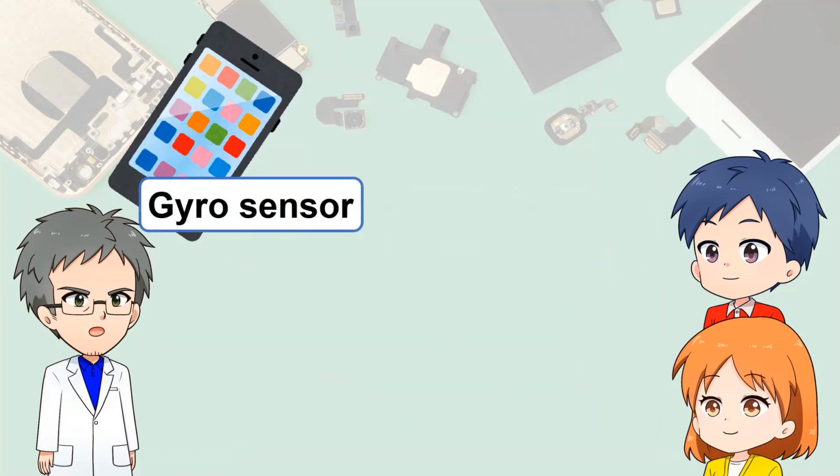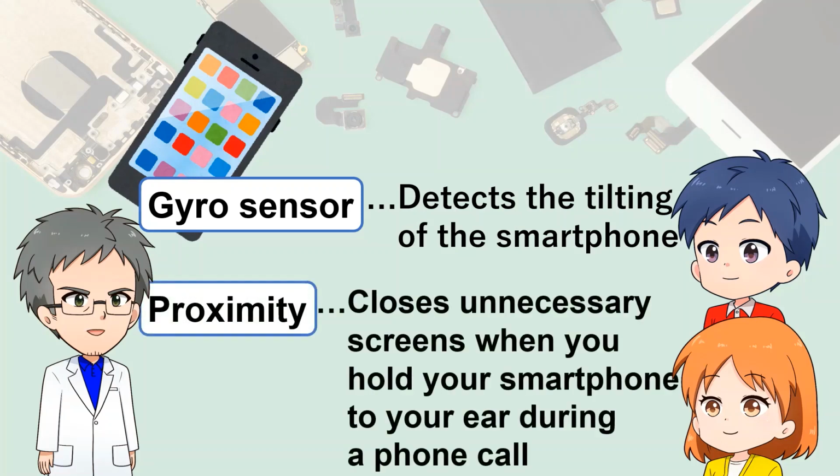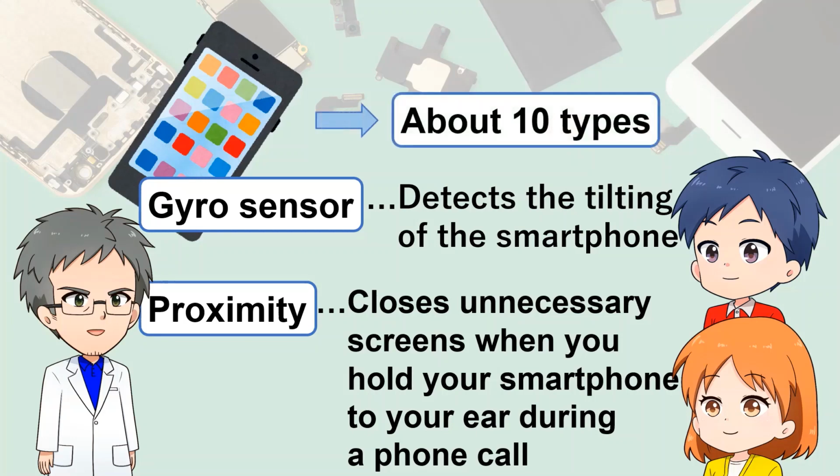The gyro sensor detects the tilting of the smartphone. You need it for games, right? Oops, I forgot about it. The proximity sensor closes unnecessary screens when you hold your smartphone to your ear during a phone call. So a smartphone has about 10 types of sensors. It's fun to see which app uses which sensor.